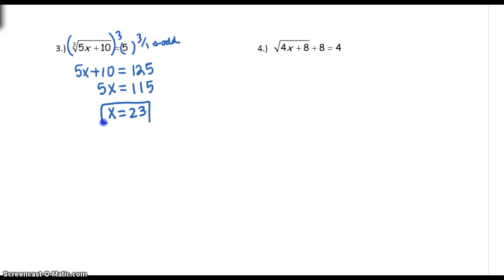You should check your answer. Just make sure you got it right, but I know that that one's right, so I'm going to kind of skip over that because I just know, but you should check it. All right, over here, do you notice this plus 8 right here is not under the radical?